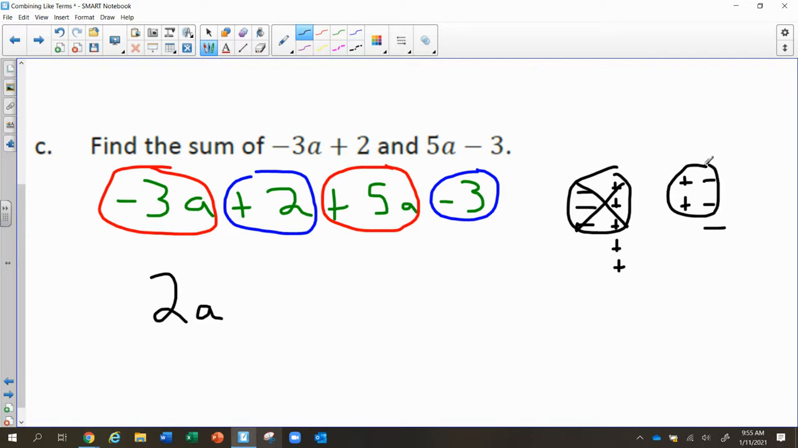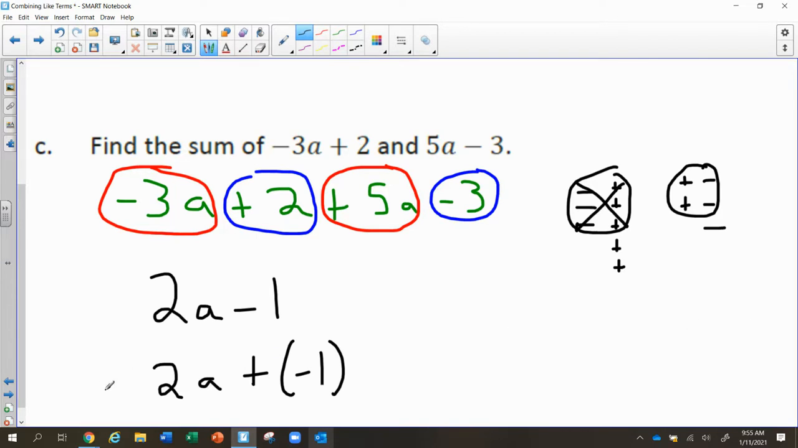How many are left? Negative 1. So I could either do minus 1 or I can do 2A plus negative 1. If you guys kind of remember that, subtracting is adding the opposite. Hopefully you remember that from the beginning of the year.